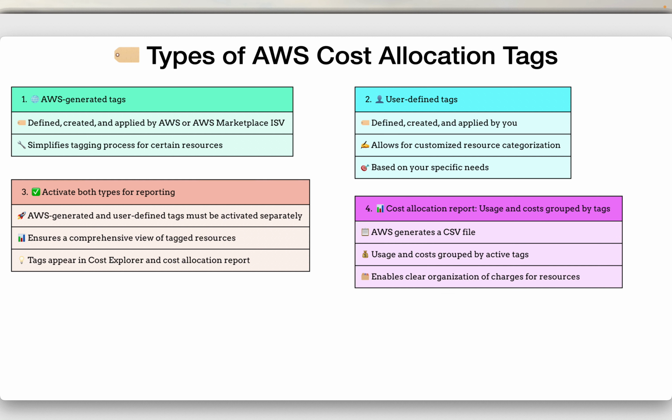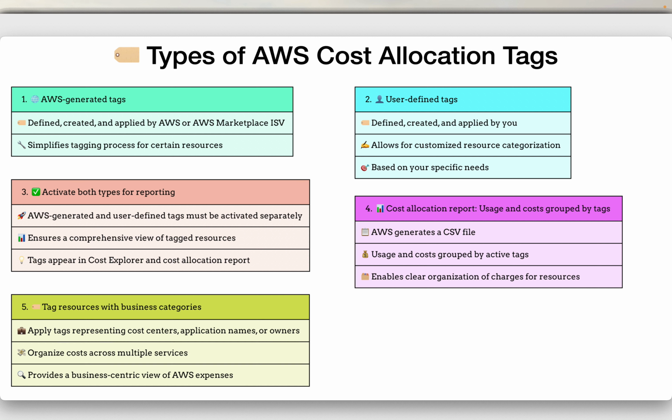Usage and cost grouped by tags. AWS generates a cost allocation report as a comma separated CSV file with your usage and cost grouped by your active tags, enabling clear organization of charges for resources. And you can apply tags that represent business categories such as cost centers, application names or owners to organize your cost across multiple services, providing a business centric view of your AWS expenses.